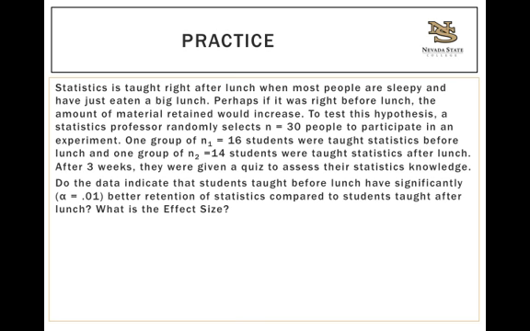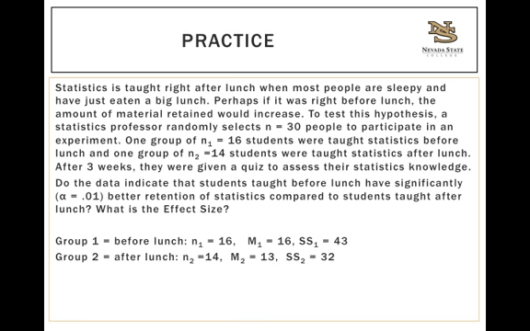So now I'm going to give you the data for these two groups, okay? So before lunch, the 16 students got about 16 correct on the statistics quiz. Their sum of squares is 43, so you don't have to figure out the sum of squares here. I gave it to you so that we can just get to the good stuff faster. Okay, group 2 is after lunch. They have 14 students. They got a mean of 13 on that same quiz, and their sum of squares is 32.